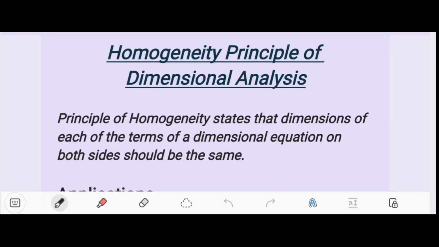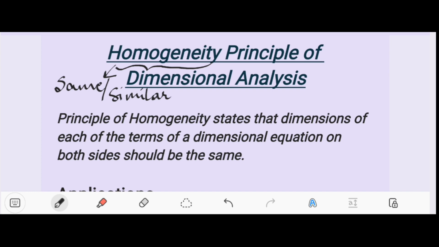Students, in this video we will be discussing the homogeneity principle of dimensional analysis. So let's start. Students, the name itself, homogeneity, suggests that we will be discussing something which has the same or similar quantity or similar characteristic. Now let's see what the statement says.